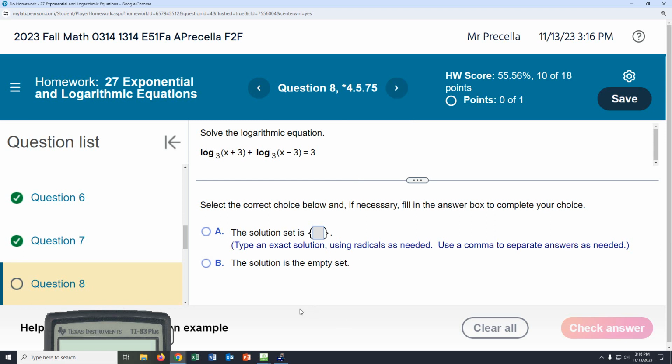Number 8. This sort of reminds me of number 6. At least we already have the equals a number. On the right-hand side, we have what we want. We have the equals a number.